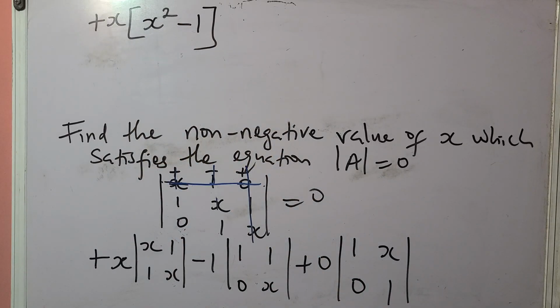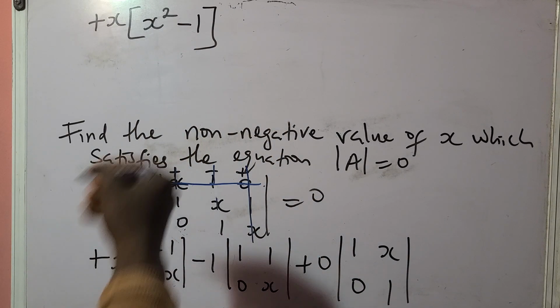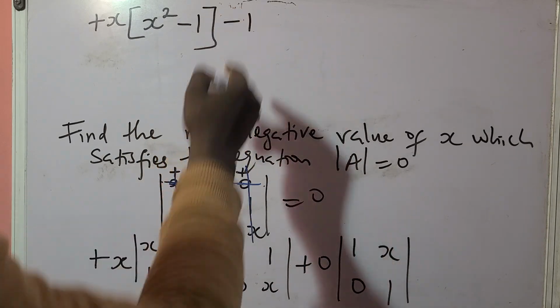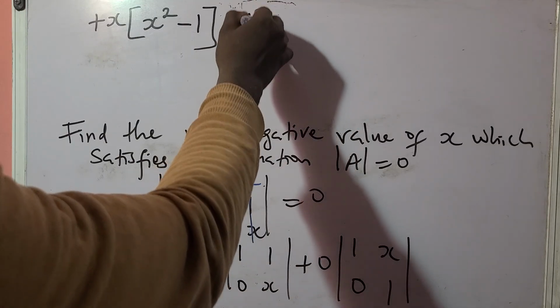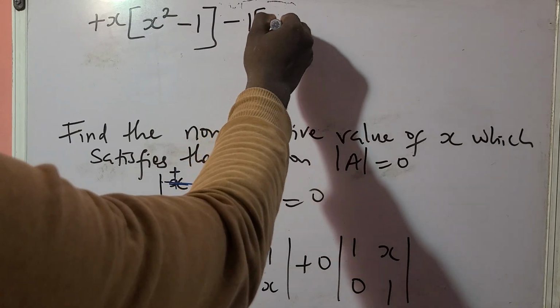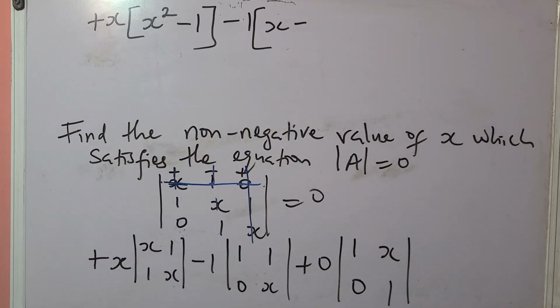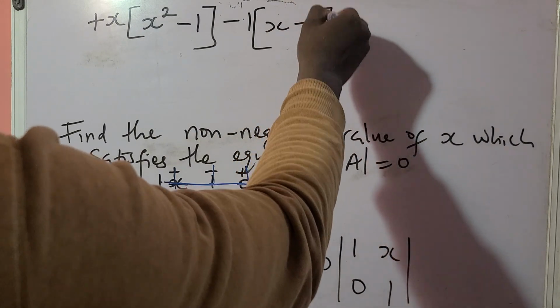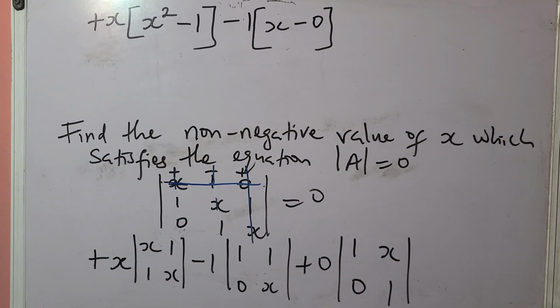So that's that. We have resolved the first one. So you go on to do the next one. Minus 1. In here, we have a new 2 by 2 matrix also. 1 times x will be the minus 0 times 1 will be the determinant of this 2 by 2 matrix. So you do 1 times x, which is x, minus 0 times 1. That's 0. That's going to be the determinant.